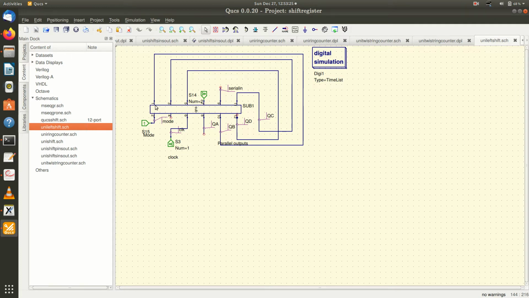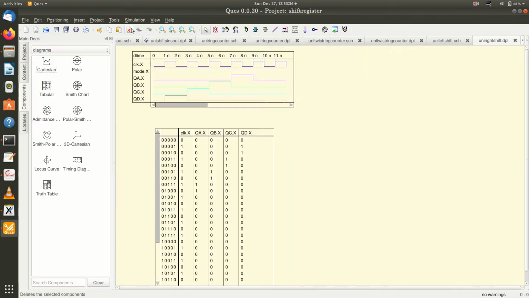Then I have to make the mode equal to 1 and have a common clock. This clock is given in common. You can see the simulation here. Initially I start with 0 0 0 1. Now this 1 is shifted to the left.